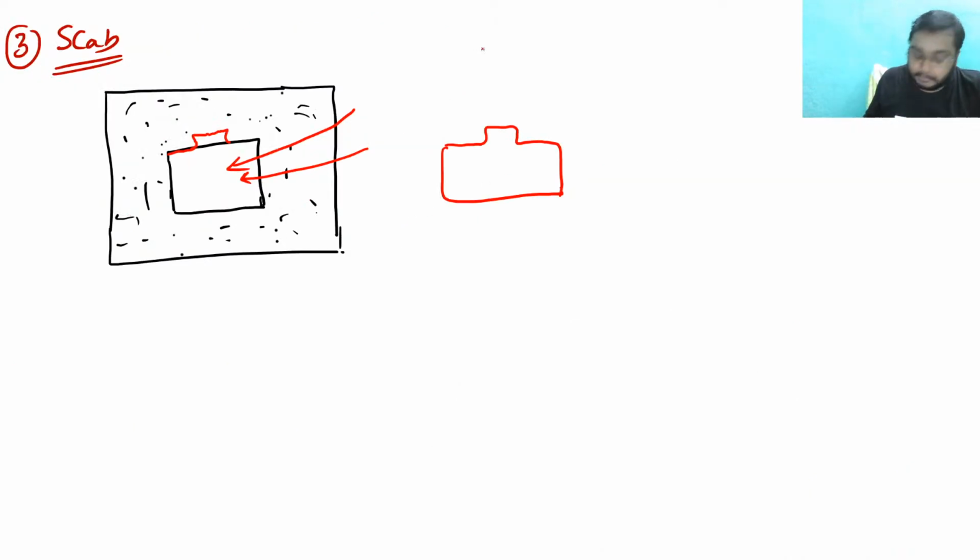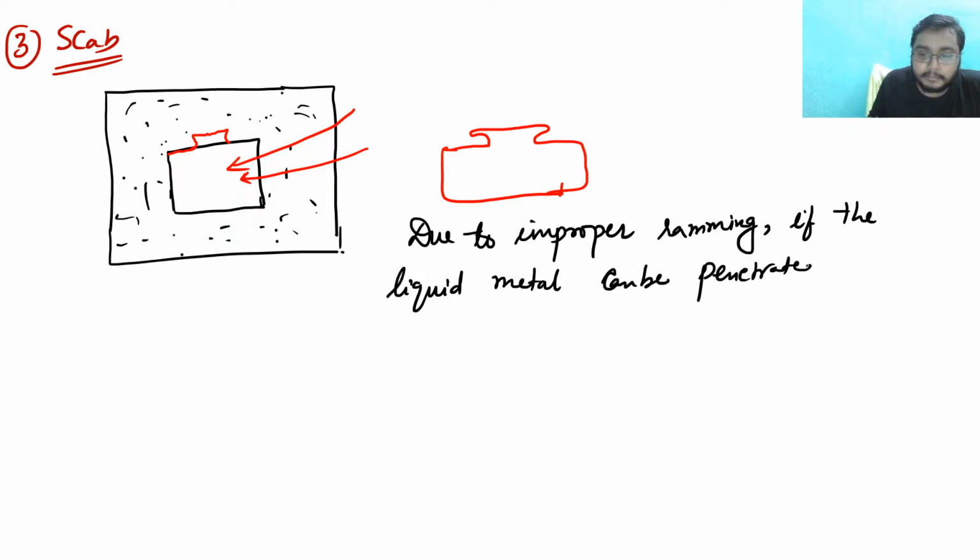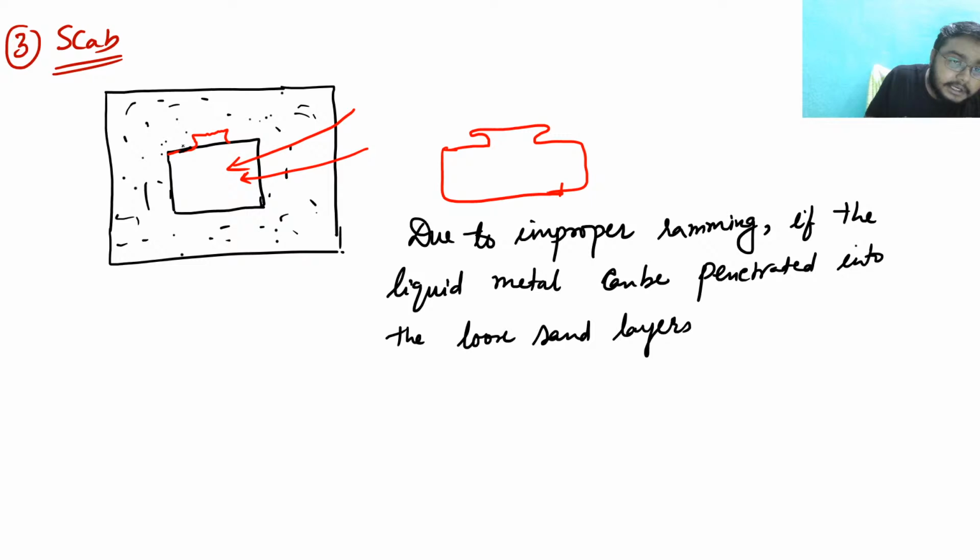But here what happens is that my liquid metal actually penetrates in this loose sand layer, right? And hence these kind of projections form. So let me write it here, again I should write it because after that you will forget everything. Every case here would be due to the improper ramming, right? So due to the improper ramming, if the liquid metal can be penetrated into the loose sand layers. See why there are loose sand layers? Because there is improper ramming, right? And hence the metal gets penetrated like this.